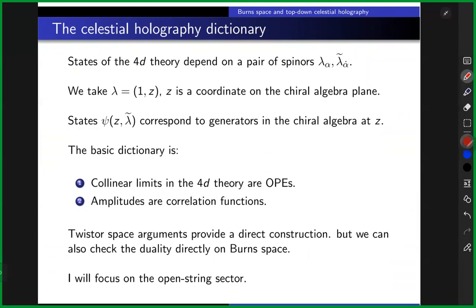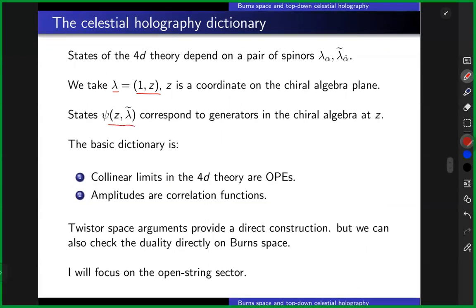If you're used to studying amplitudes on flat space, you know that to specify a massless state is the same as to give a pair of spinors, lambda and lambda tilde. Now, Burns space is close enough to flat space that this is still true. So what we're going to do is take lambda to be (1, z), and z will be a coordinate on the chiral algebra plane. In this way, the momentum tells us where we are on the chiral algebra plane, and the states will correspond to generators in the chiral algebra.